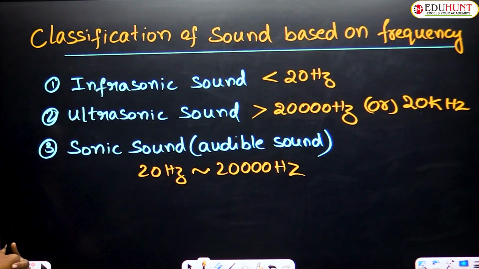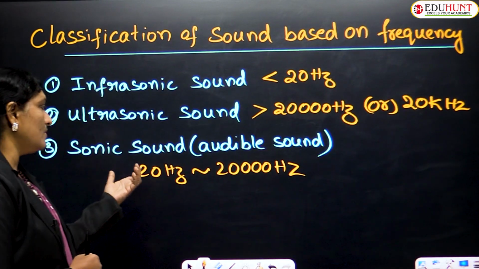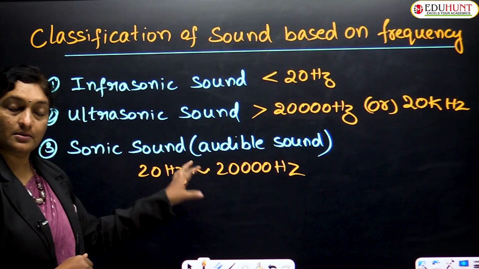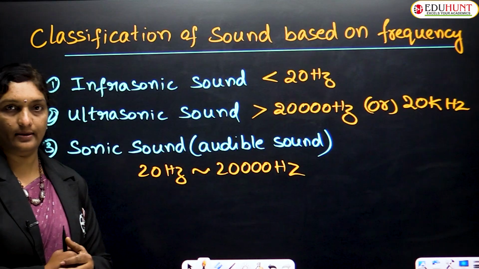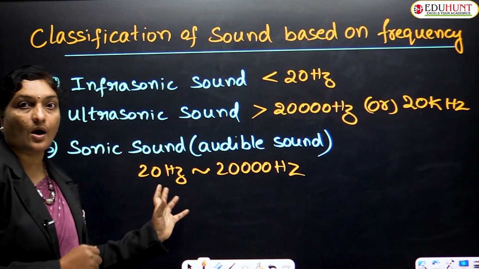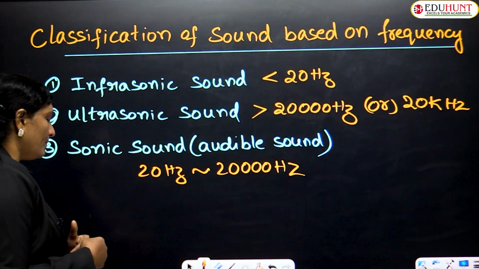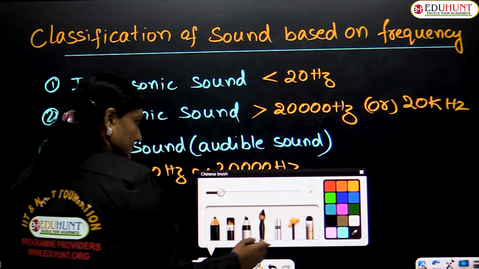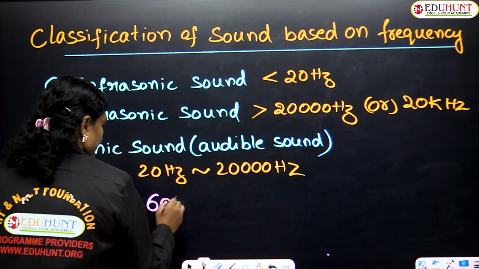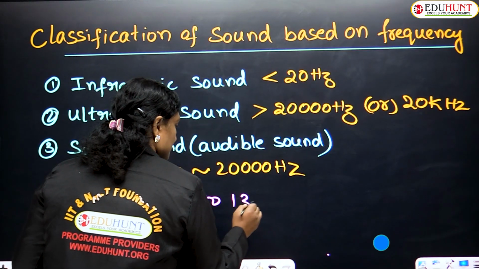Okay. So now coming to the next topic, sonic sound is nothing but audible sound. Audible sound is generally 20 Hz to 20,000 Hz. This can be detected by a normal human ear. So we are able to identify sound in the range of 20 Hz to 20,000 Hz. But a normal human voice can only produce sound of about 60 Hz to 13,000 Hz.